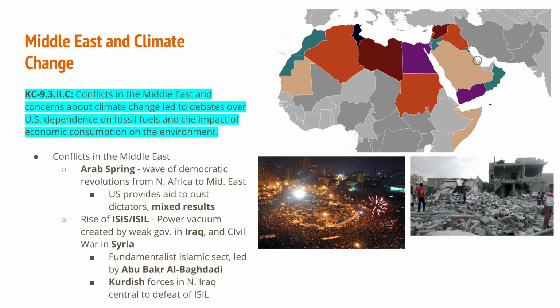operation. It was a fundamentalist Islamic sect led by Abu Bakr al-Baghdadi. He would eventually be killed in a drone strike by the United States. Kurdish forces in northern Iraq were actually central to the defeat of ISIL. They were being given weapons and aid by the US government and by the Iraqi government, and they were able to successfully take back some of the towns that ISIS or ISIL had conquered in the north of Iraq. And so if you look at the map, this orange country here is Iraq, and this dark maroon country is Syria, and that's where most of the ISIS fighters were concentrated.